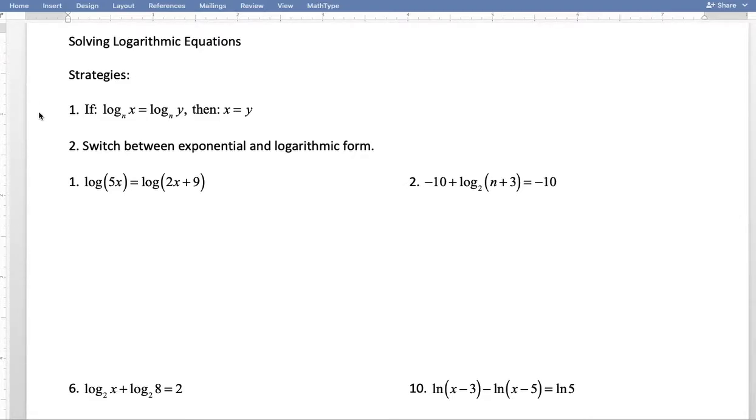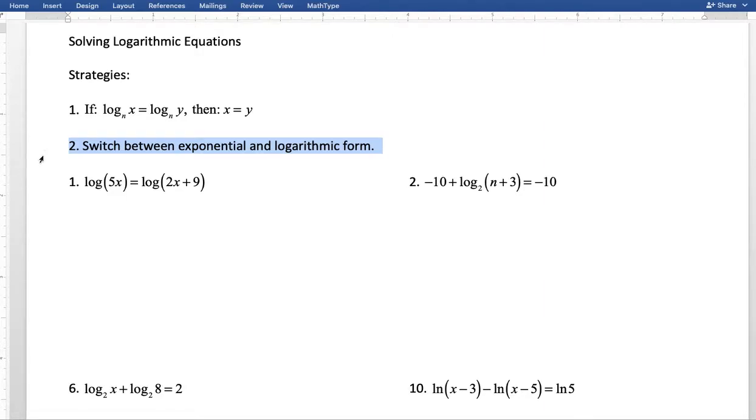Two strategies that we're going to be using. We know that if log some base of x equals log some base of y, then that implies that the arguments, the values inside the logarithms, are in fact equal. We've got a function applied to x, and the same function applied to y. That means that the insides, the arguments, have to be equal. So that's the first thing that we're going to take advantage of. The second is sometimes it helps to switch between exponential and logarithmic forms.